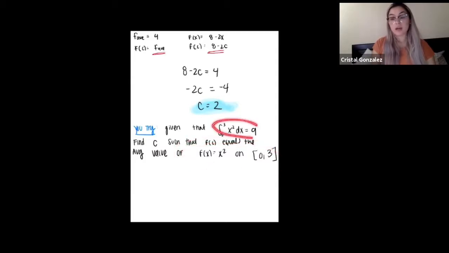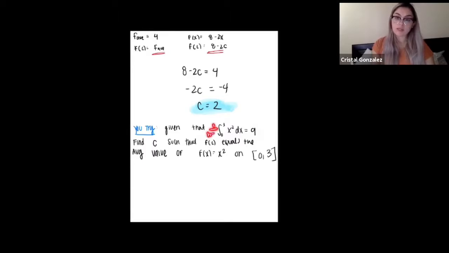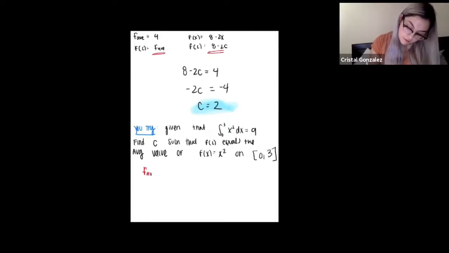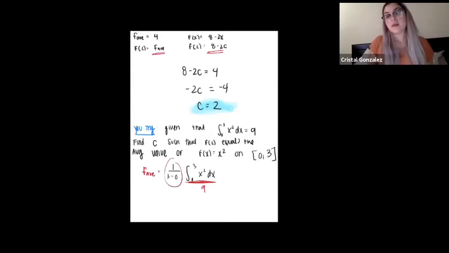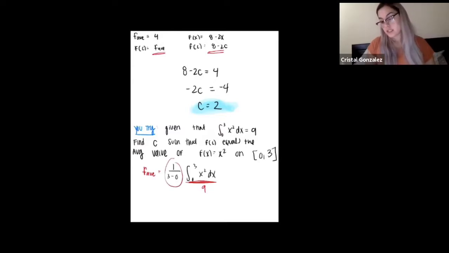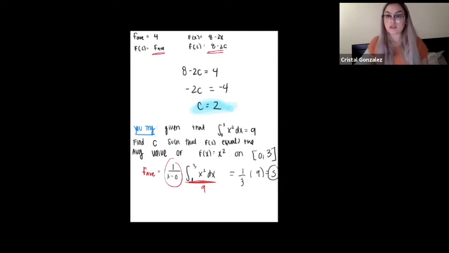So here they didn't give you the average value, they just gave you the integral. But remember that for the average value you have to have 1 over b minus a. So the first thing is you need to find f_av, which equals 1 over b minus a, which is 1 over 3 minus 0, times the integral from 0 to 3 of x squared dx. Nice thing is they already gave you this and told you it equals 9. And now you have that 1 over 3 in the front. So this is the same thing as 1 over 3 times 9, which is just 3. So this is your average value.